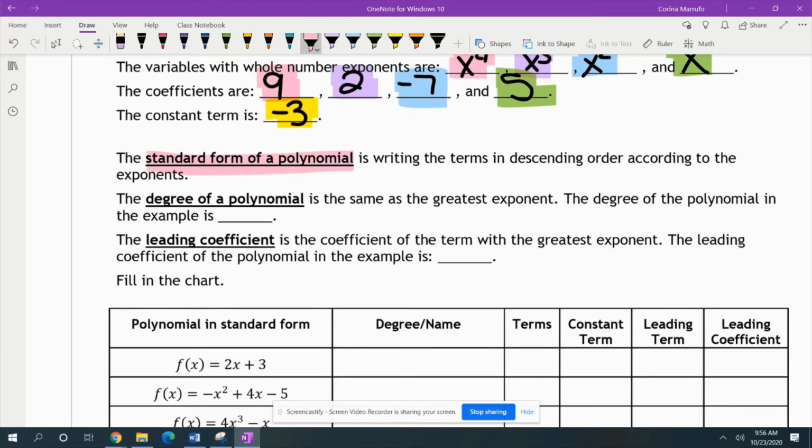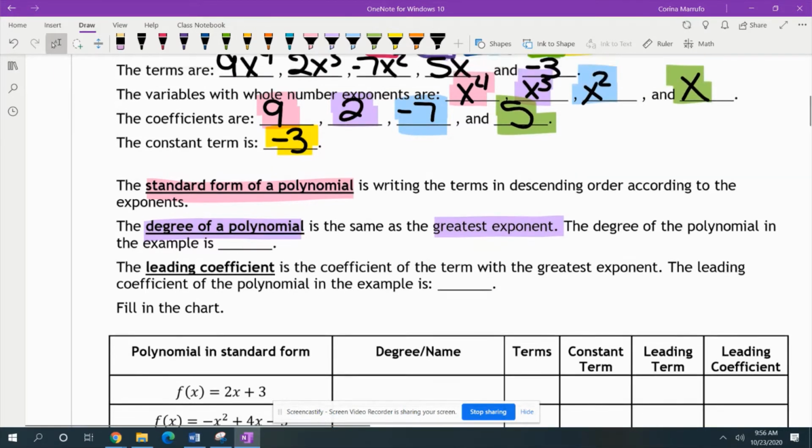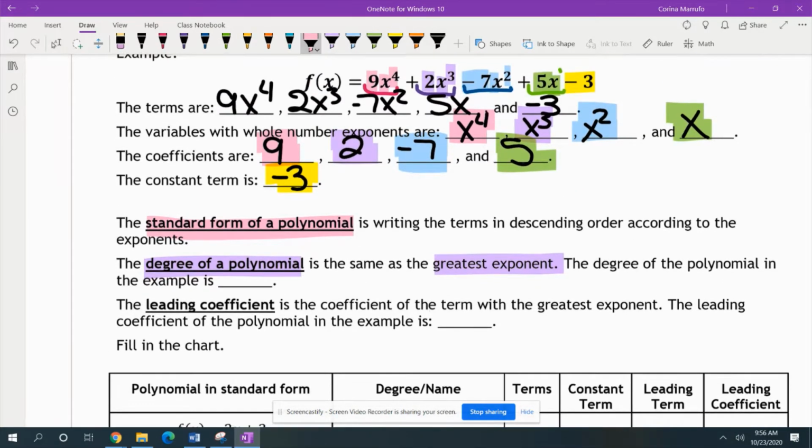The degree of the polynomial. Whenever they ask you for the degree, it is the same as the greatest exponent. So you look at your equation. In this example here, the greatest exponent, the biggest exponent, was the x to the fourth power. So your degree here of your polynomial is 4. So we will call this a degree 4 polynomial.